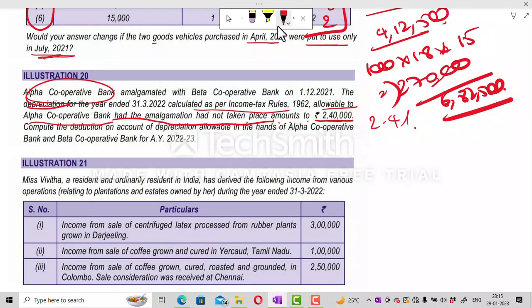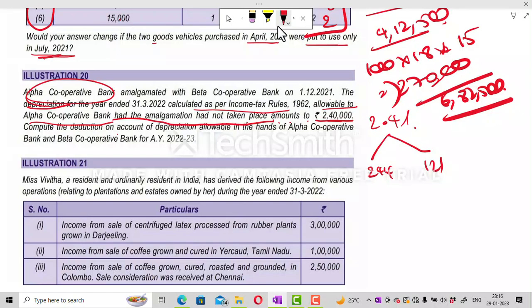I already said if there is an amalgamation or any change in the constitution, we have to calculate depreciation directly first. Means they have already given 2.4 lakhs. We should directly bifurcate between the number of days ratio. So since it is 1st of December, 31 days of December, 31 days of January, 28 days of February, 31 days of March, 121 days they have used it for Beta Cooperative Bank. Among how many days? 365 days. Means 244 days here, 121 days here.